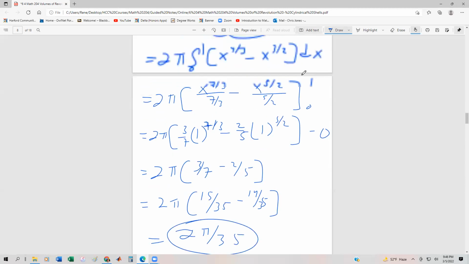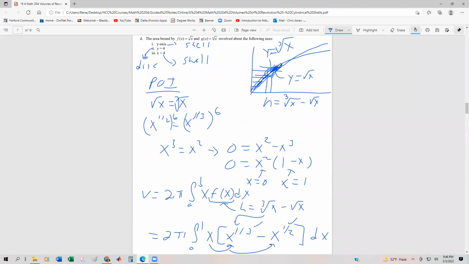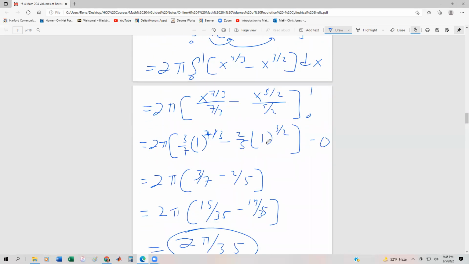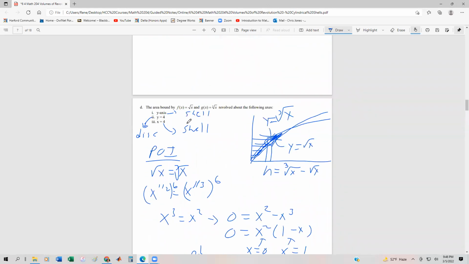So if you have two functions that are bounding the area, then instead of just using the one function, you just take the difference of the top minus the bottom, just like we did with the area problems before. In the next video, I'm going to go ahead and use the disk and washer method, and then also use the shell method to show you what happens if we revolve around an axis other than the y-axis.